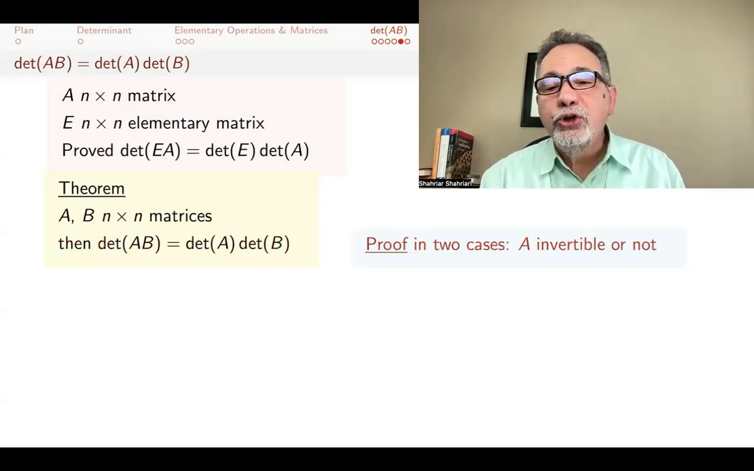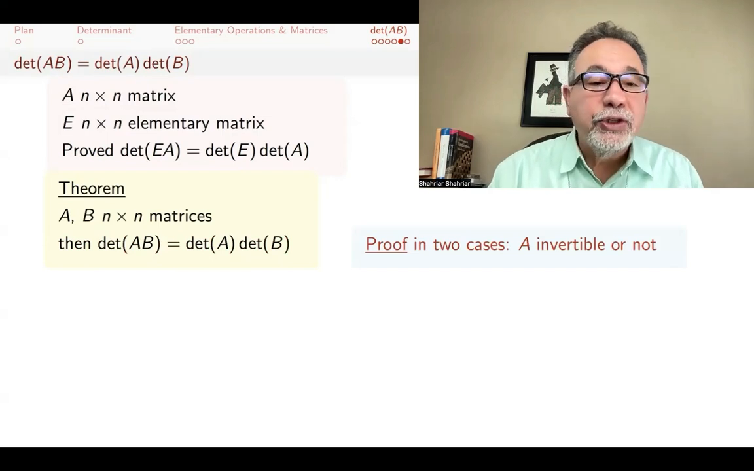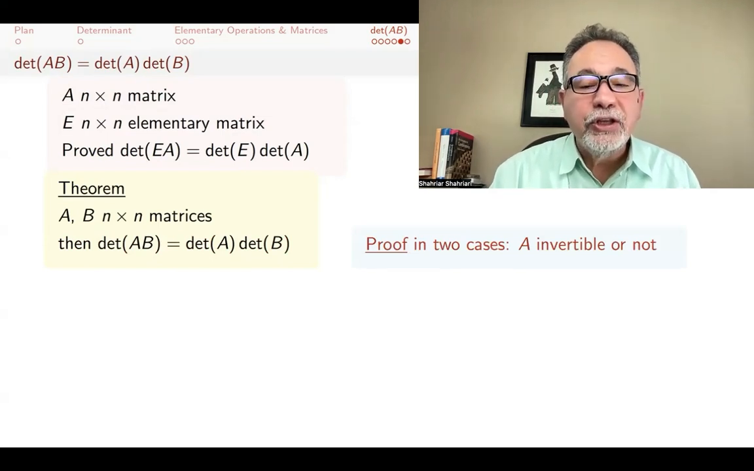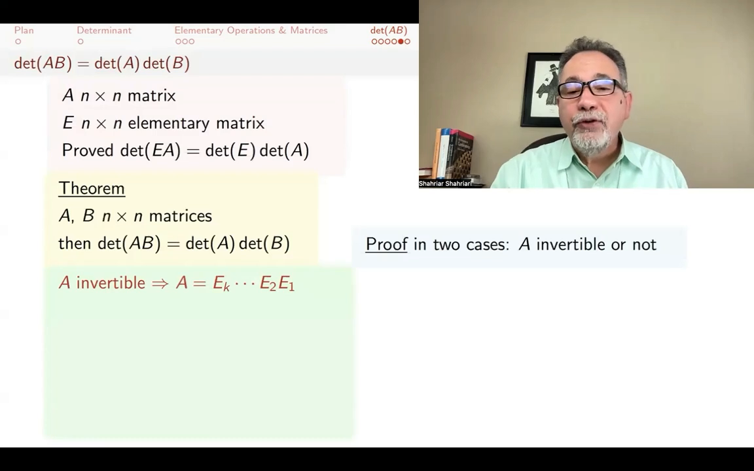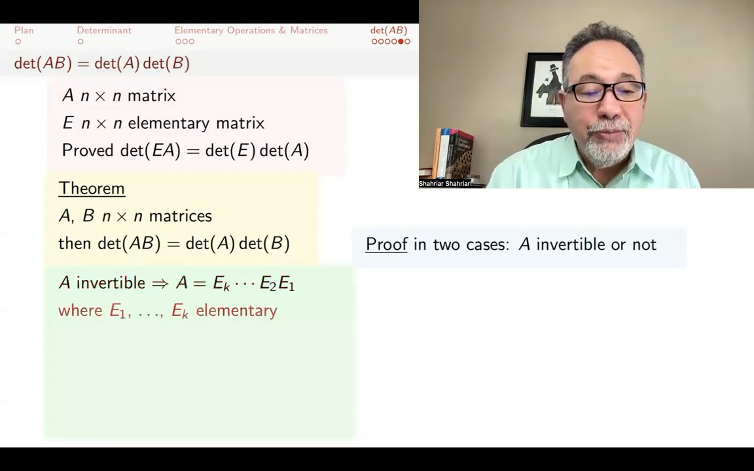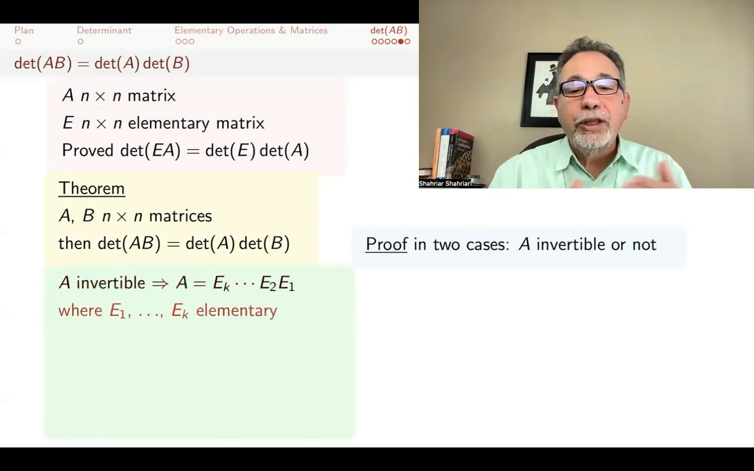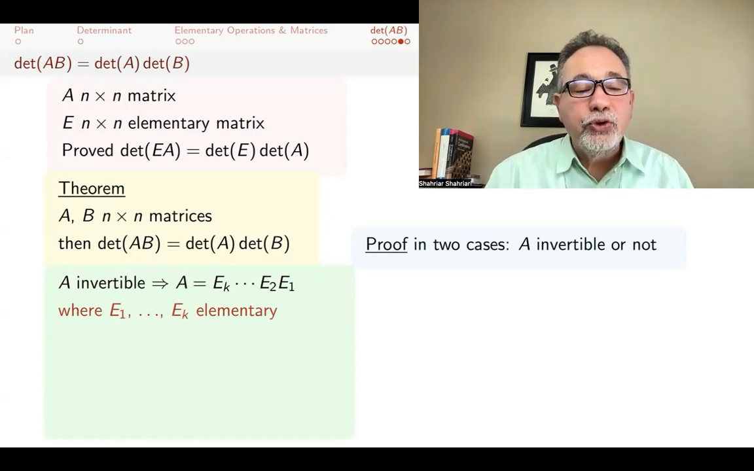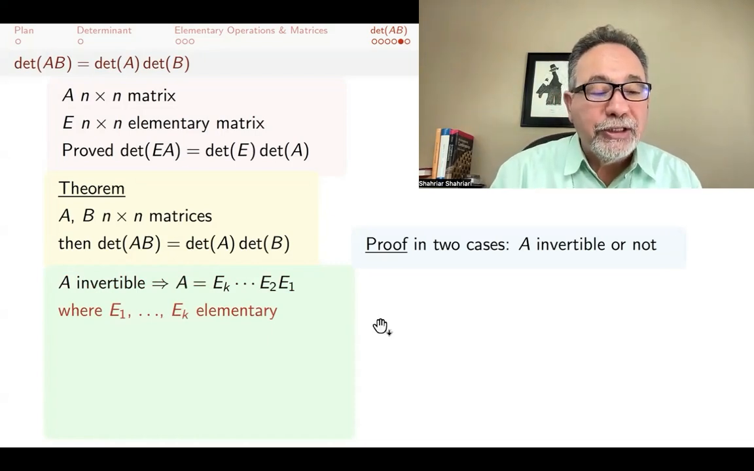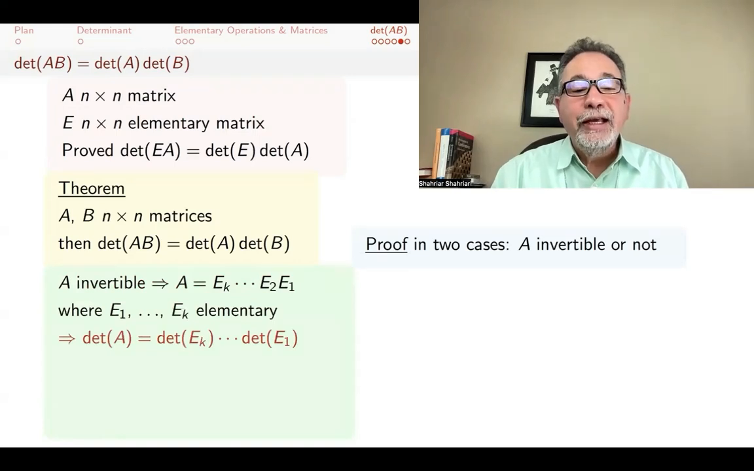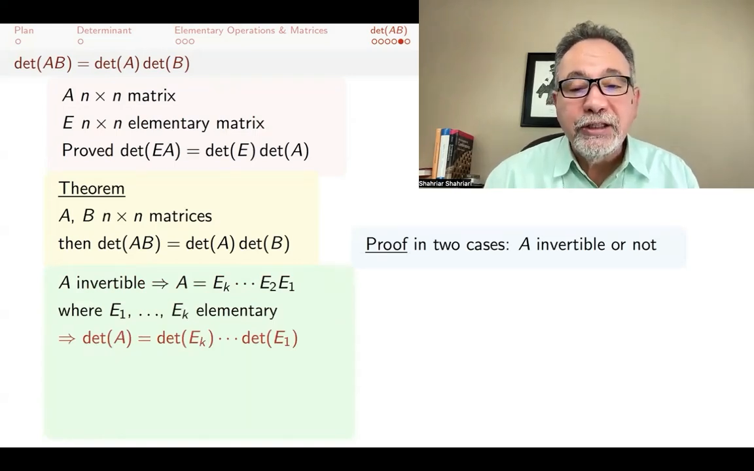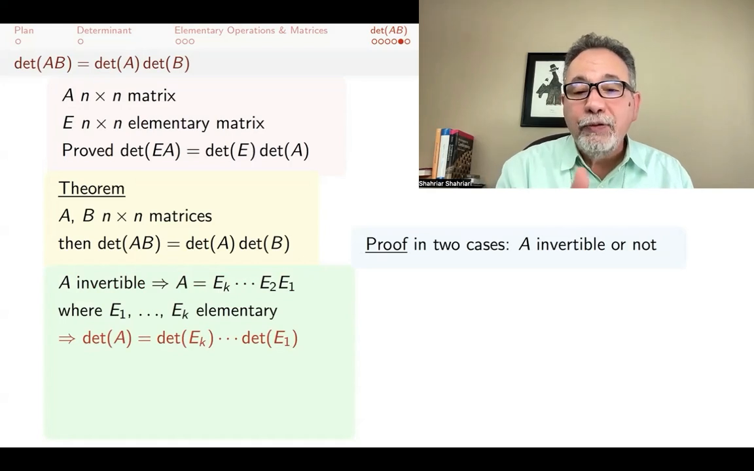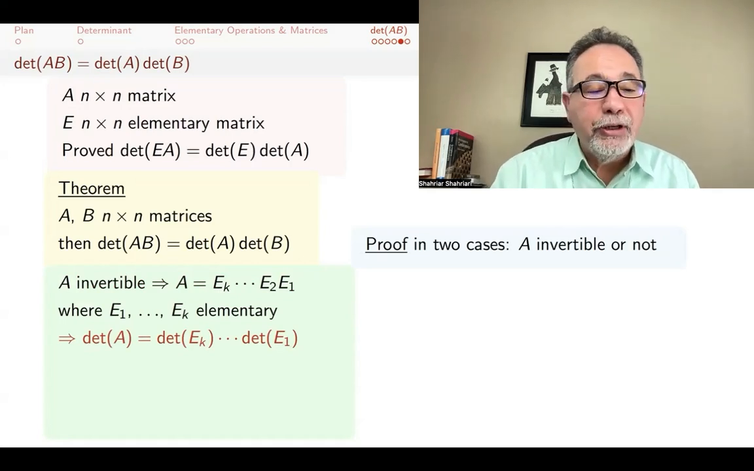And the proof is going to be in two cases. Either A is invertible or it's not. And we're going to do slightly different things in either case. If A is invertible, A is a product of elementary matrices. Again, you start with identity, do elementary row operations, you get A. That gives you A as a product of elementary matrices. And determinant of A is going to be the product of these determinants because of the fact that we have shown that when you multiply elementary matrices, you can separate the determinants.